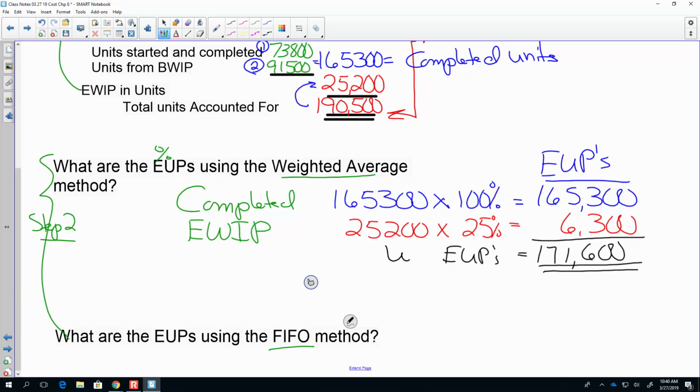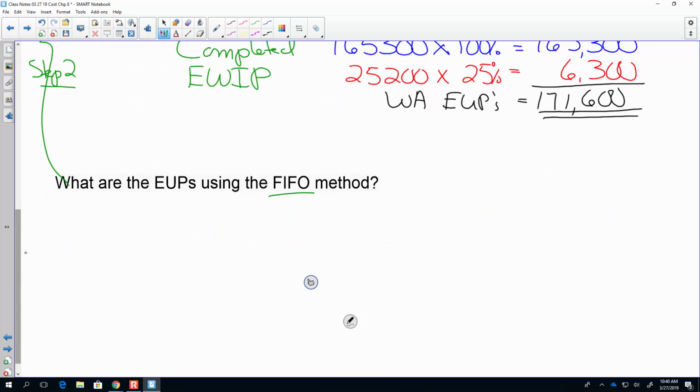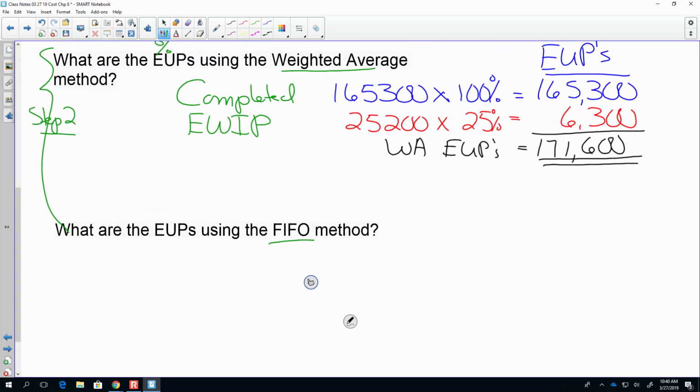So under the weighted average method, right? Under the weighted average method, my EUPs are 171.6.